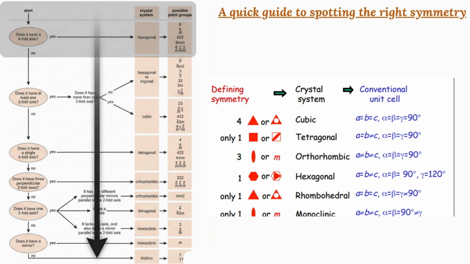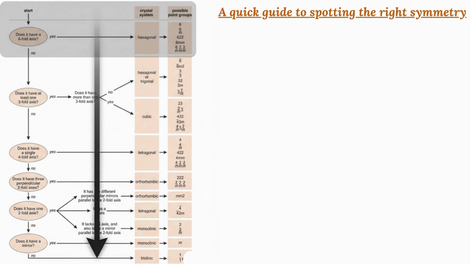The fundamental thing one should remember is that crystal systems are defined by the defining symmetry, not by the unit cell. We have seen this in the earlier lecture. Here we will see how the defining symmetry helps us to know the possible point groups. This is a quick guide to spotting the right symmetry. We will use the defining symmetry to diagnose which point groups belong to which system.